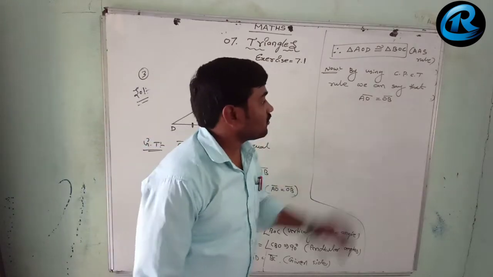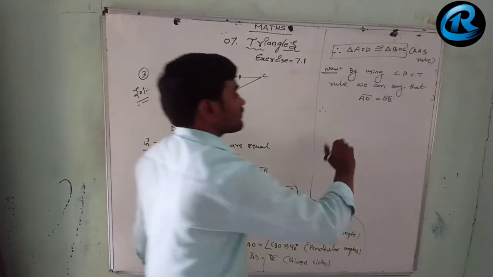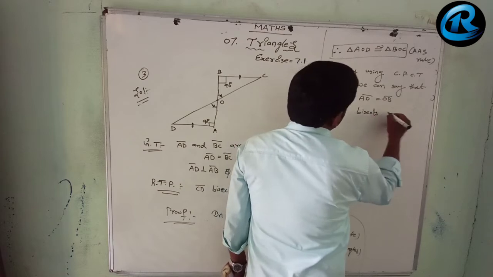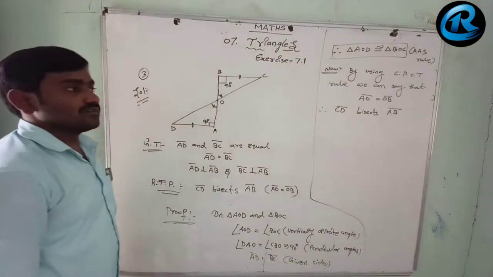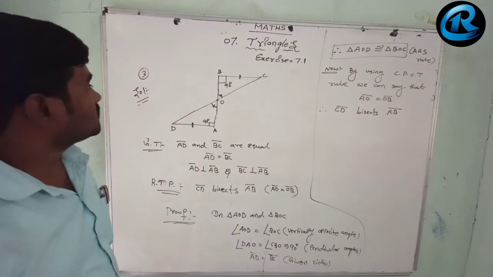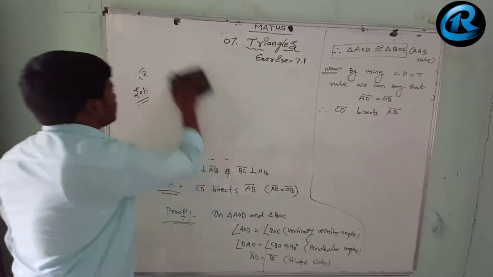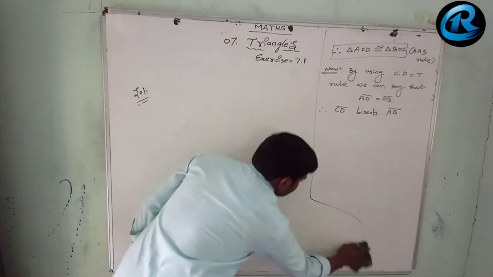If AO is equal to OB, hence we can say that CD bisects AB. Finished. CD bisects AB. And that's it. Very simple. Now we go for the fourth one.